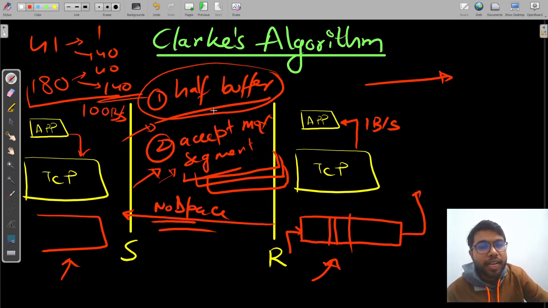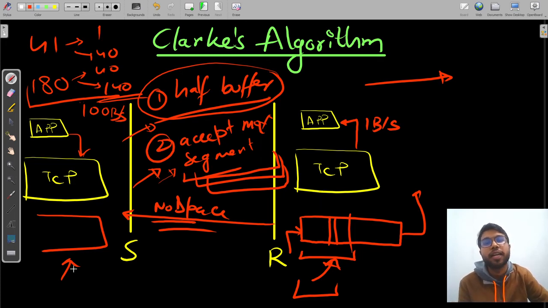So that is how this is happening. You are waiting till the time you can accept information, so till the time either half of your buffer is empty or you can accept the maximum segment, the biggest segment that is possible. That is till when you would be waiting in Clark's algorithm. So our last one, Nagle's algorithm, was for slow sender, and this one, Clark's algorithm, is for slow receiver.